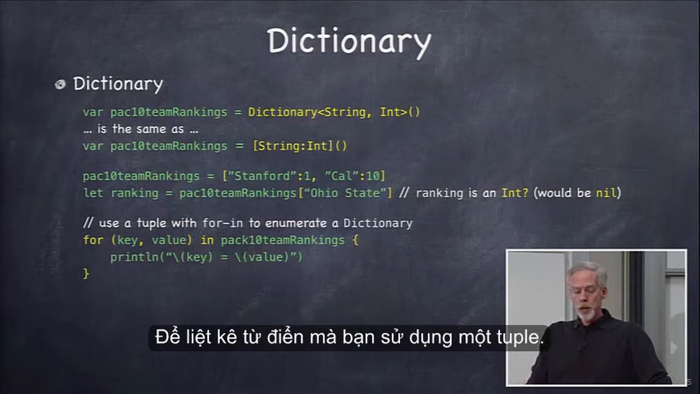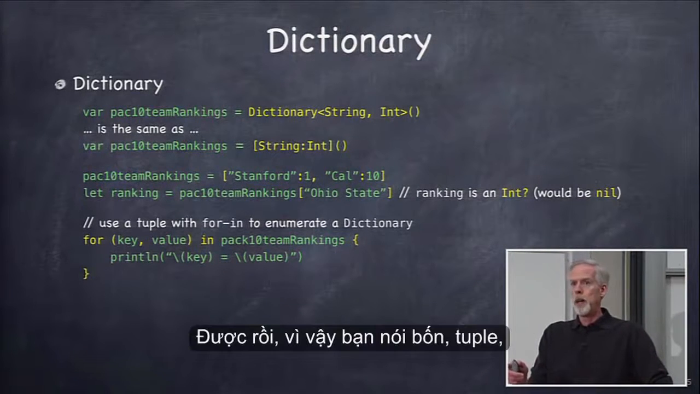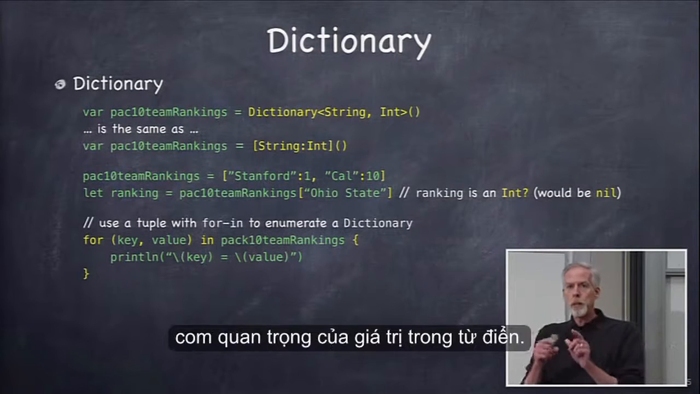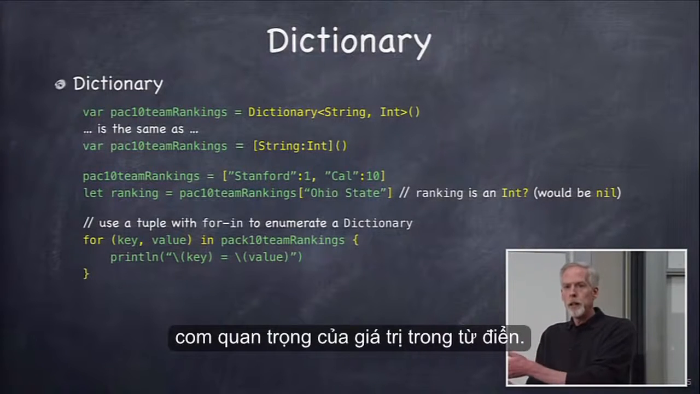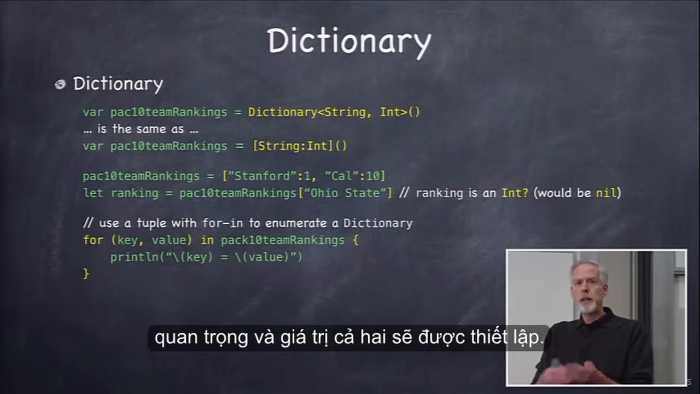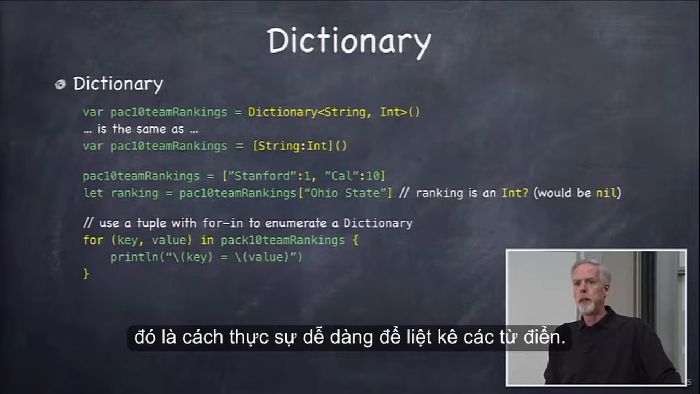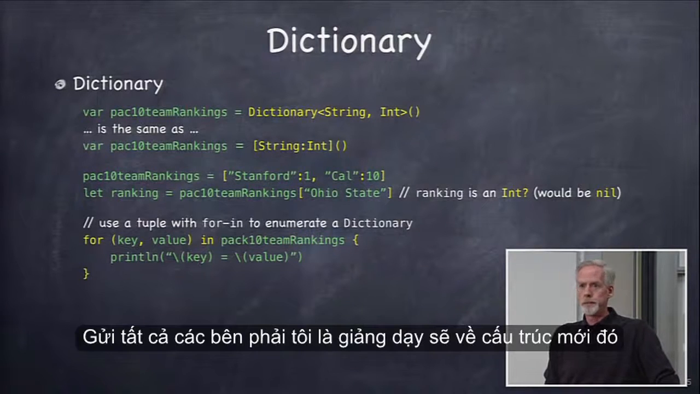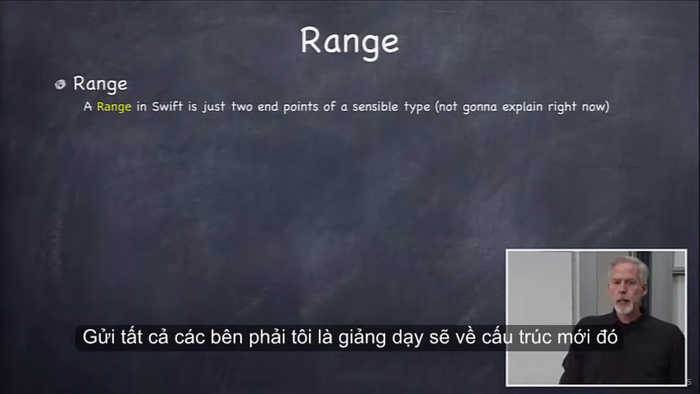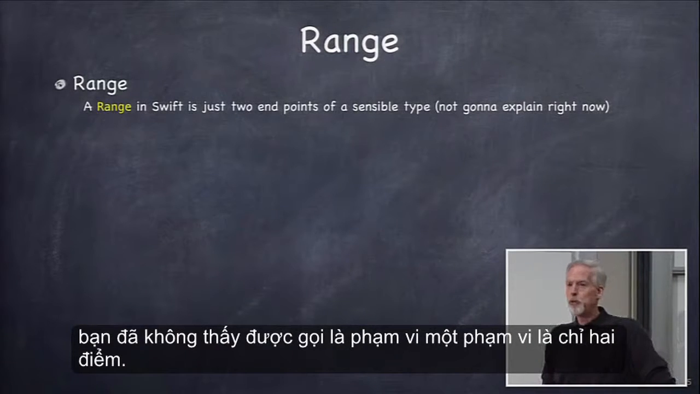That's why when you access a dictionary, it's an optional. To enumerate a dictionary, you use a tuple. You say for the tuple, key comma value, in the dictionary, and then inside there, key and value will both be set. So that's a really easy way to enumerate dictionaries. Make sense? All right, I'm going to teach you about a new struct that you haven't seen called range.